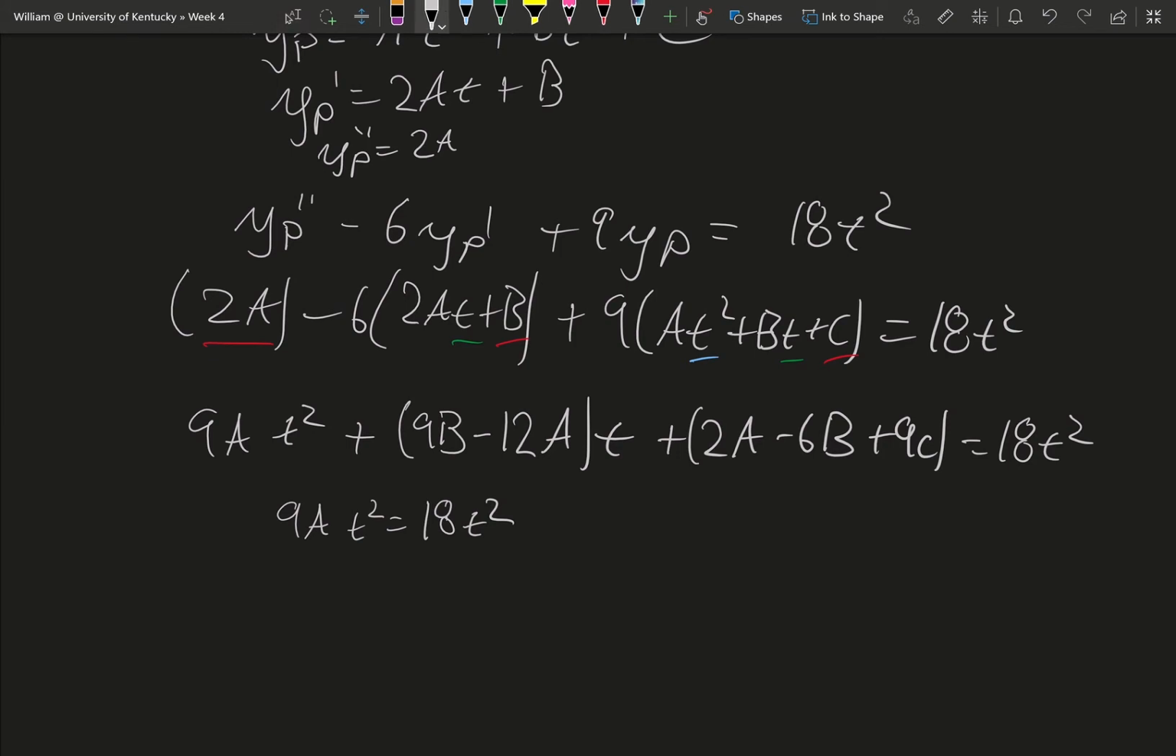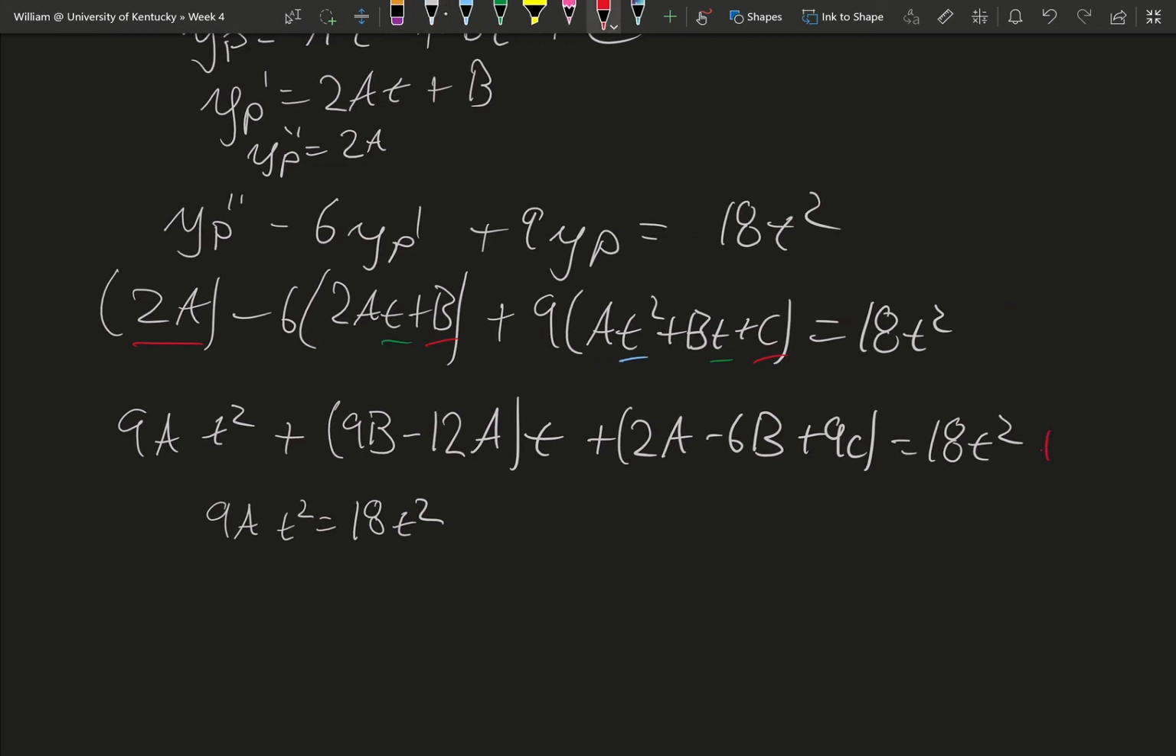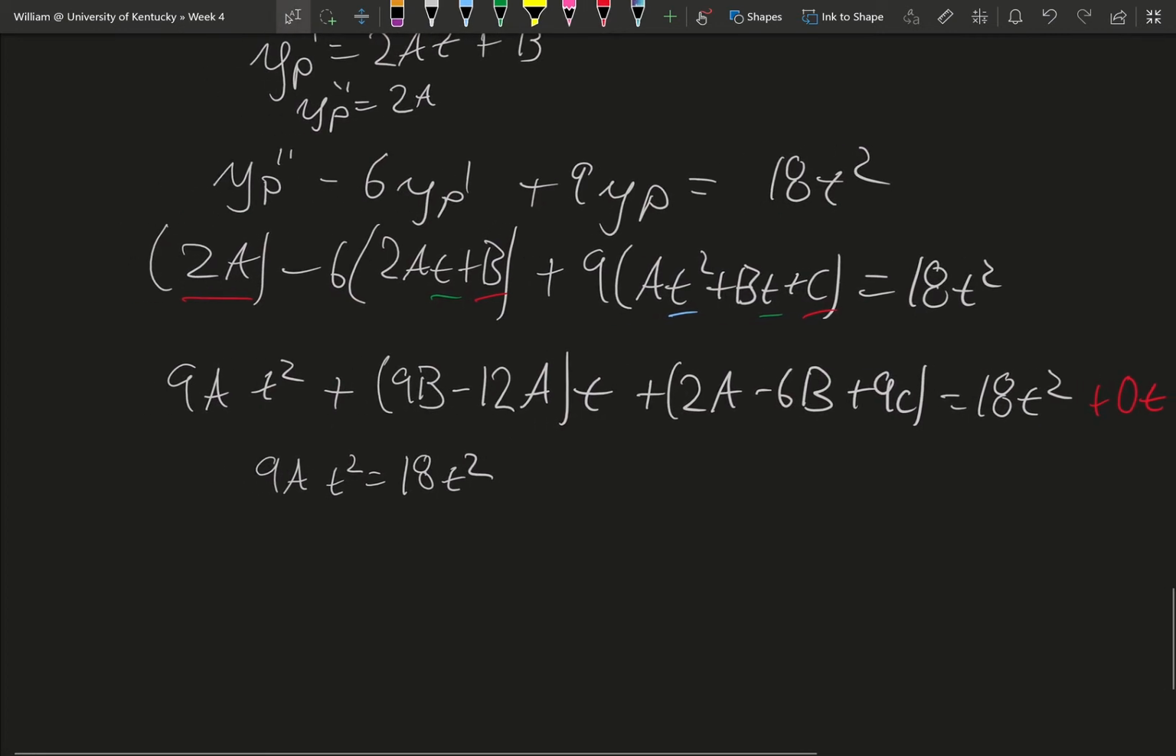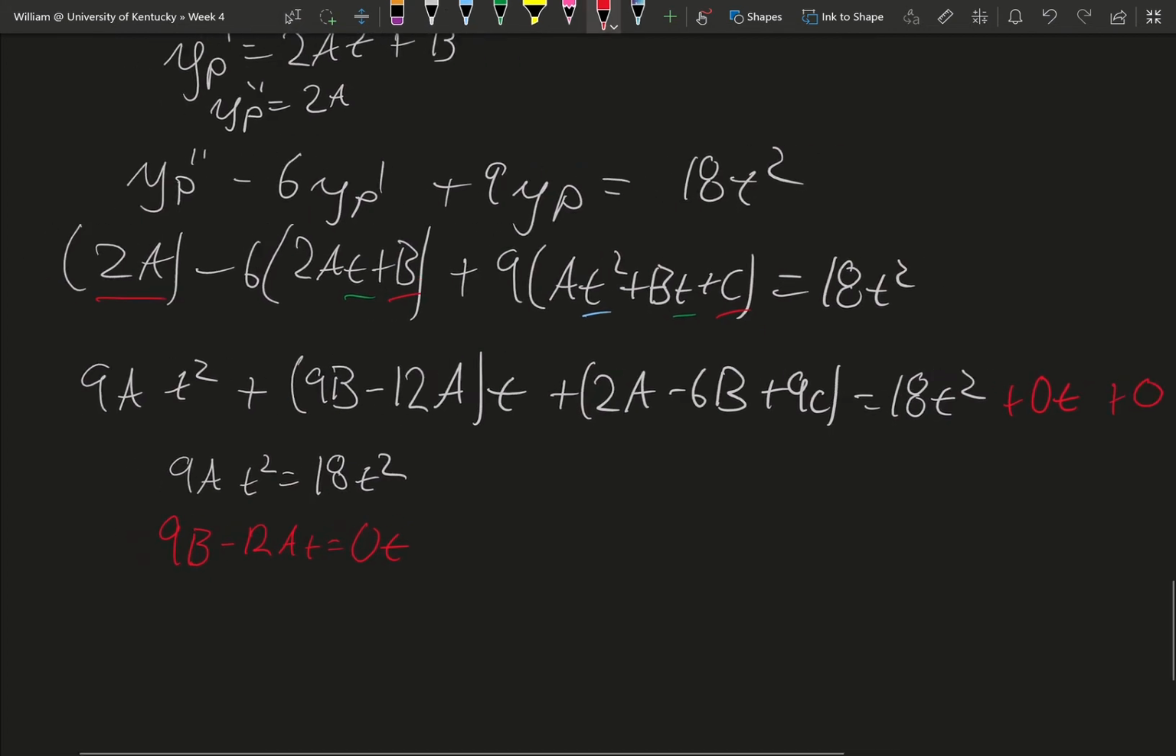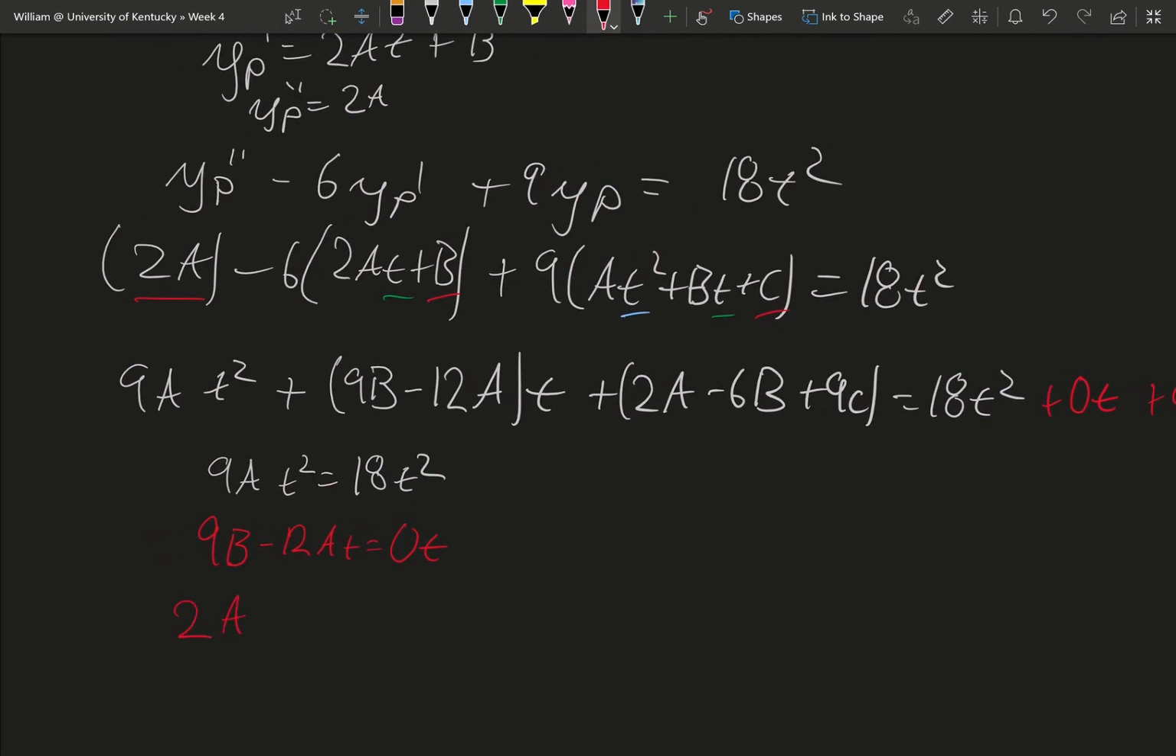We have t terms here, but no t terms over here. So we can just think we have plus a 0t. And so we have 9b minus 12a t equals 0t. And similarly, we have constant terms, but there's no constant terms here. So 2a minus 6b plus 9c equals 0.